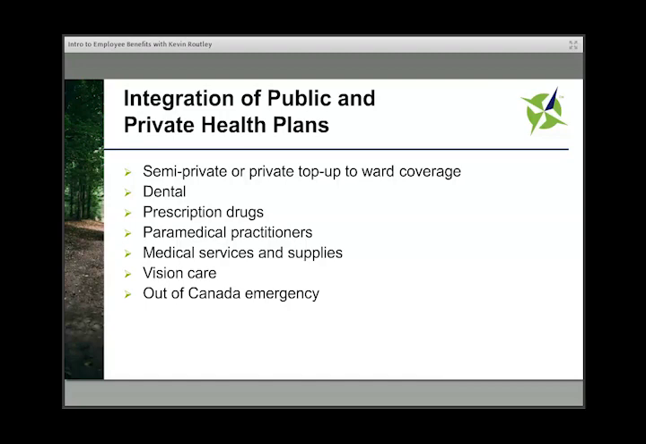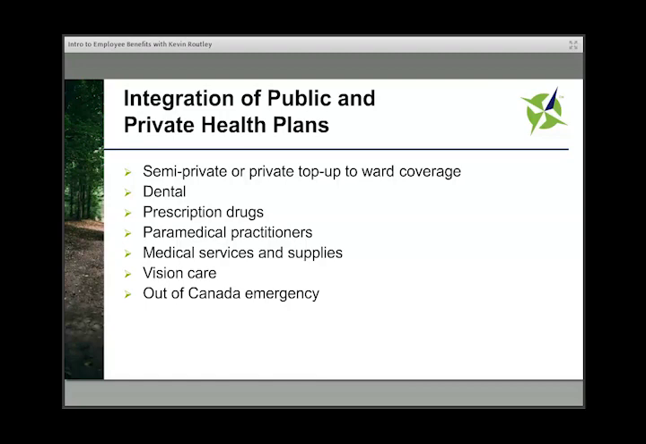So within the integration of public and private health plans, there's many things that you see in your employee benefit program that come into play. Hospital coverage. Within OHIP, for example, you're entitled to a bed. Well, at least you're supposed to be entitled to a bed. Your benefit program would top up that ward coverage to semi-private or private if you have purchased that aspect within your program.